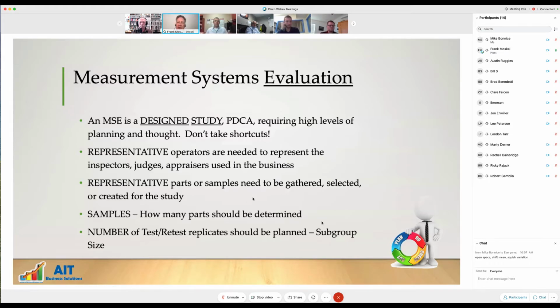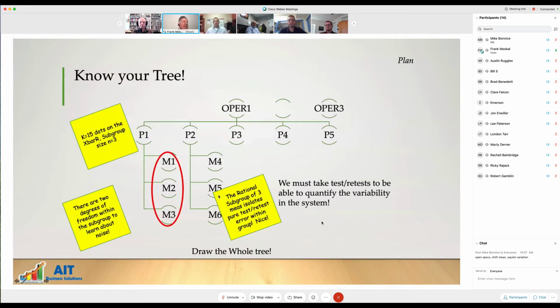Brad had some really good comments in the prior session about how much variation should be in those parts. My answer is usually representative. Sit down, think about it. What do I want to learn about this particular measurement system, and then design your study. Here's a simple study, a simple tree drawn.